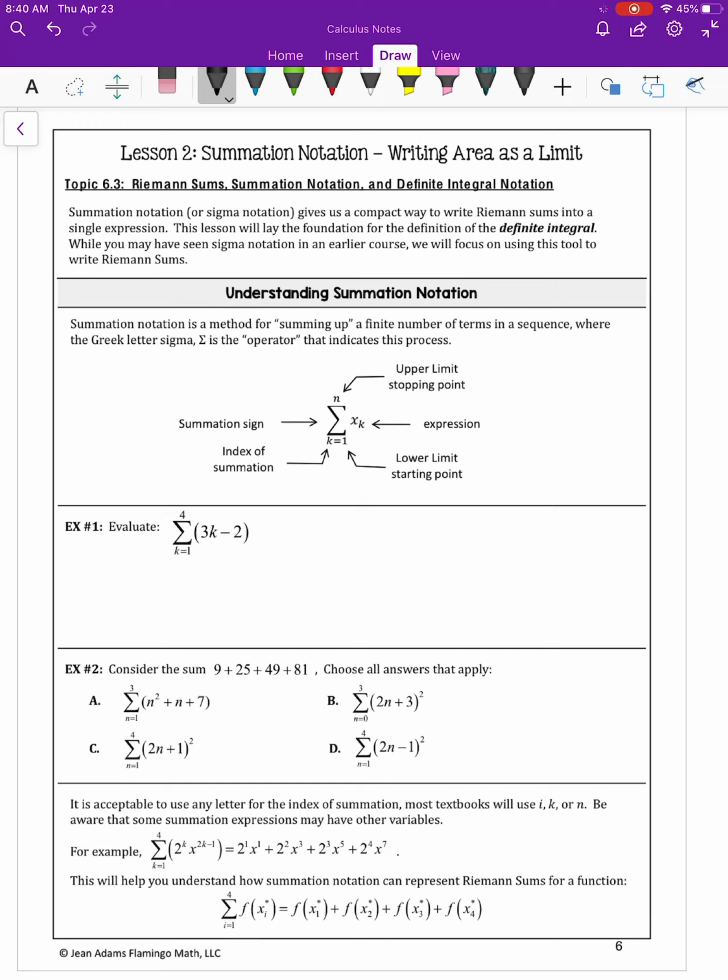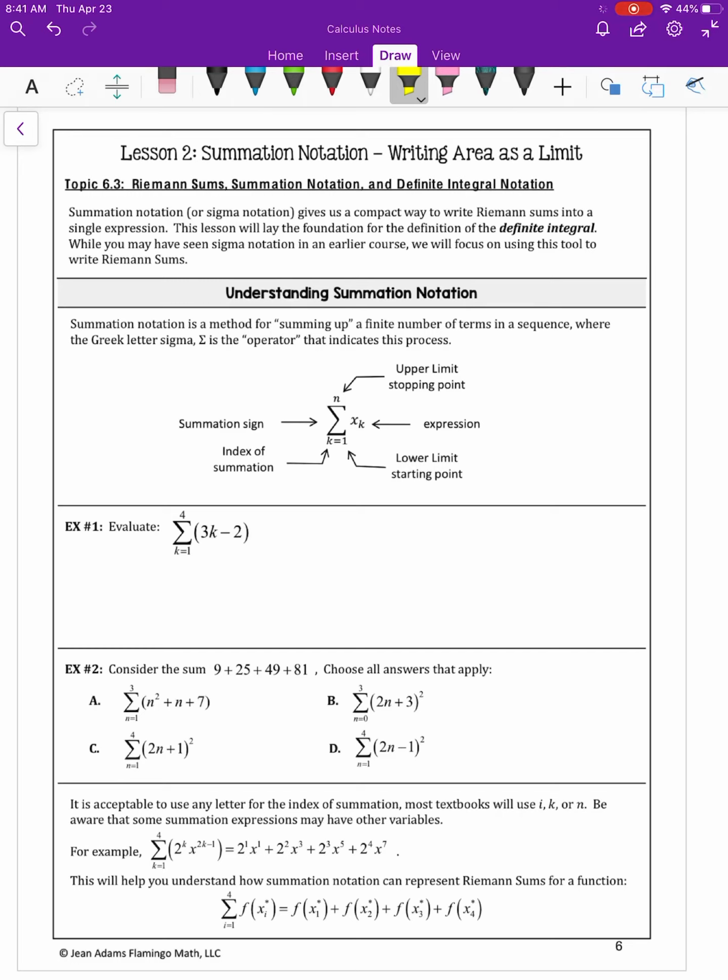Lesson 2, Summation Notation. Writing area as a limit. Summation notation, or sigma notation, gives us a compact way to write Riemann sums into a single expression. This lesson will lay the foundation for the definition of the definite integral.